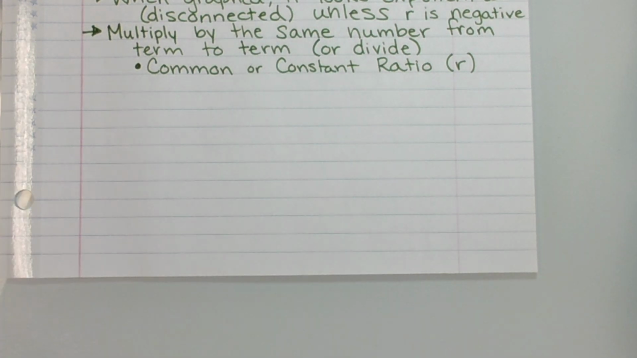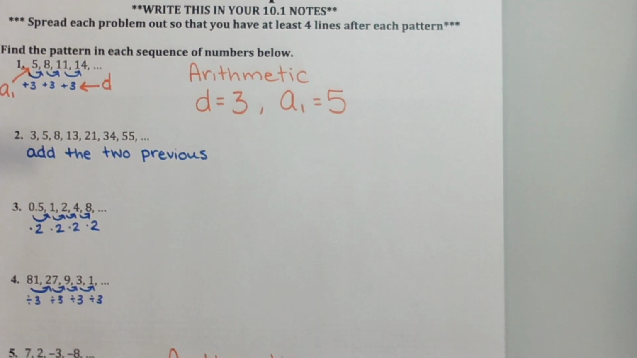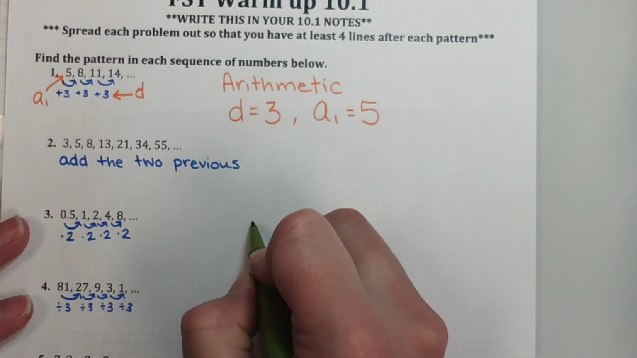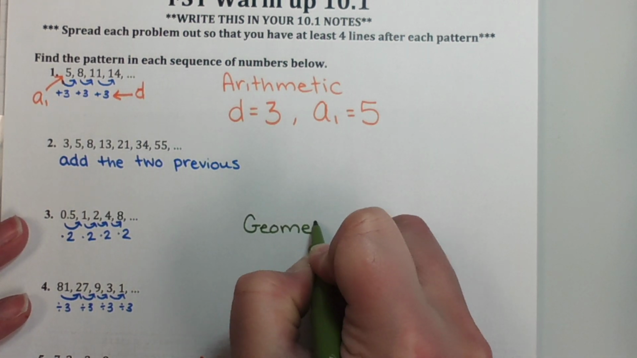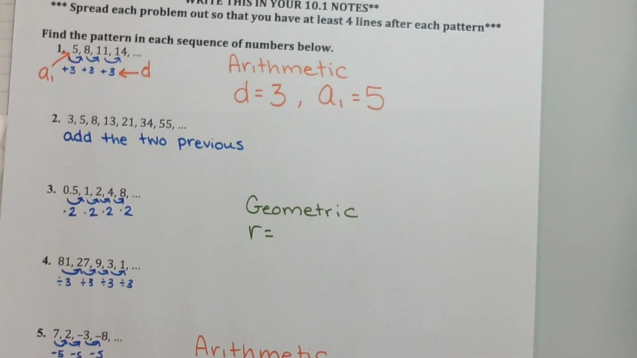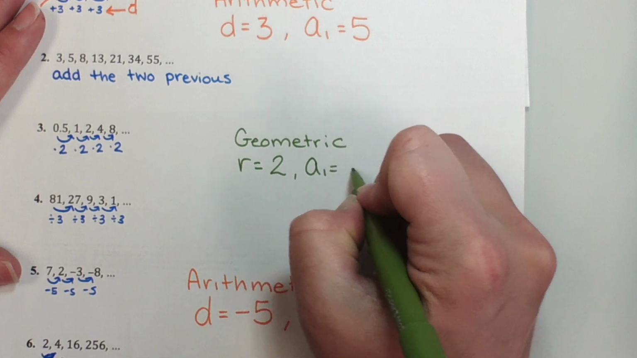Okay, back to that front sheet. We just focused in on the third one. Said it was geometric. If it's geometric, it's got a common ratio. What is the common ratio here? The thing we're multiplying by every time? 2. And in order to define a sequence, you not only need to tell me the pattern, you need to tell me where to start. In other words, a sub 1, 0.5.